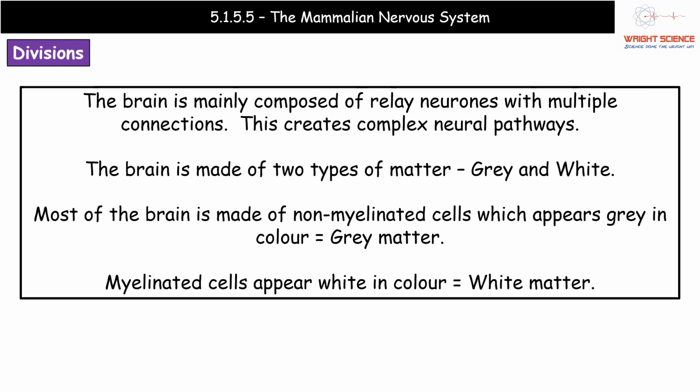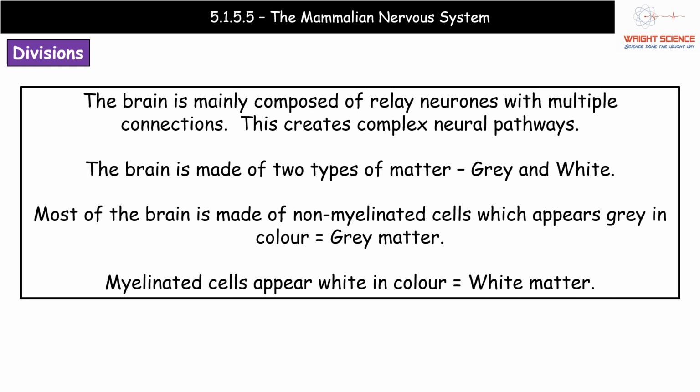If we just take a moment to think in a bit more detail about the brain first of all. So our brain is primarily composed of these relay neurons, and they've got multiple connections between them. The whole reason that we've got these relay neurons with all these multiple connections is because each of them can then create multiple links to other neurons, and therefore we can develop these very complex neural pathways because there's large numbers of them all interconnecting with one another.